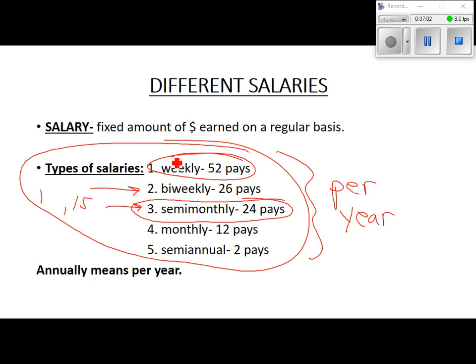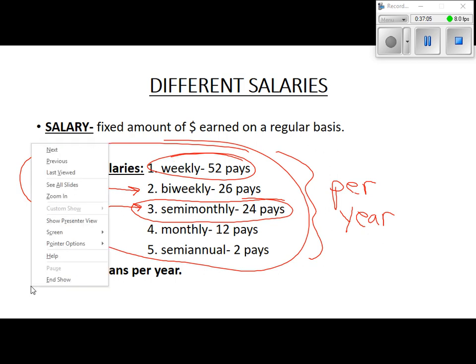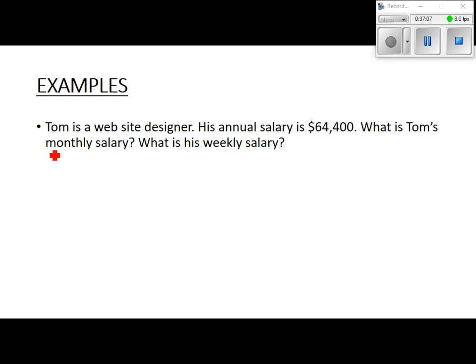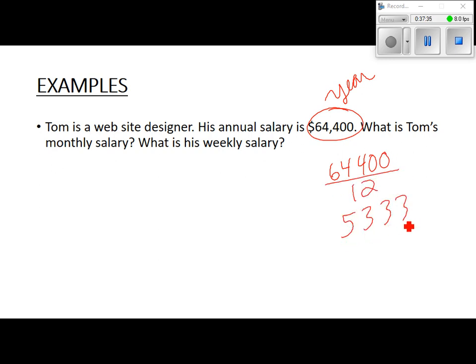Again, these are going to be important. We're going to use them all year long. Tom is a web designer. His annual salary is $64,000. Have your calculators out so you can help me with this. What is Tom's monthly salary? How much would he get paid per month if this is his salary for the whole year? What would you do to figure that out? You take that divided by 12. So divide by 12, and what is it? 5,333.